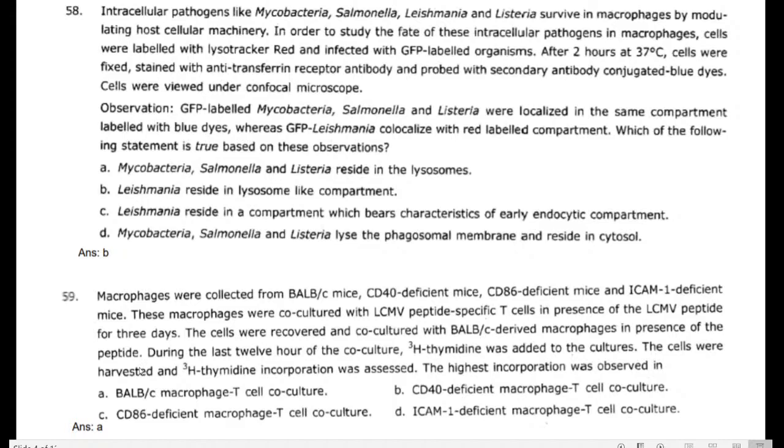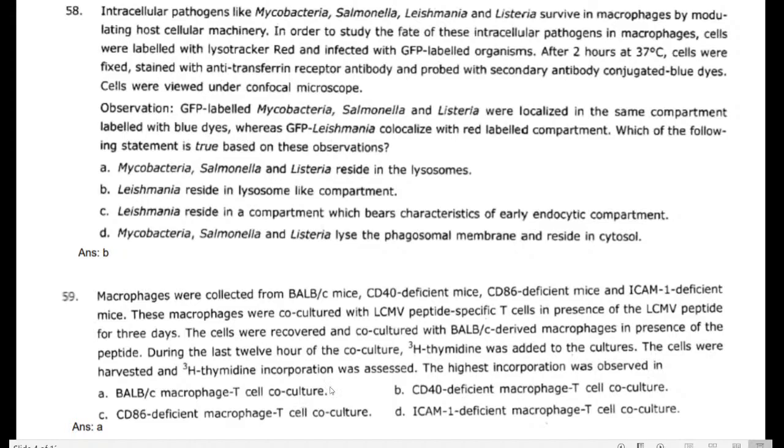During the last 12 hours of co-culture, 3H-thymidine was added to the culture. This is the labeling, thymidine cultured with that cell. The cells were harvested, and the 3H-thymidine incorporation was measured. The highest incorporation was observed in the BALB/c macrophage and T cell co-culture.